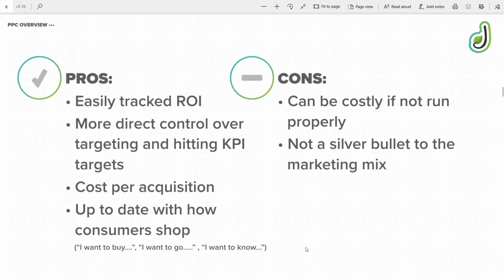So this puts a lot of power in the hands of the advertiser because you have much more reliable data to work with than some of your more traditional forms of advertising, such as out of home or radio or billboards. Not that those forms of advertising don't have a seat at the table. They're certainly very important.